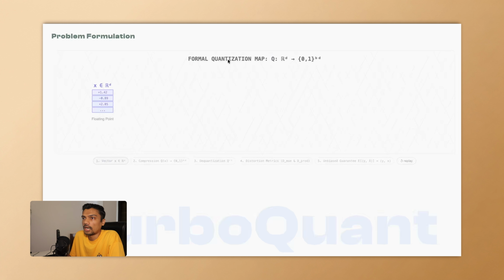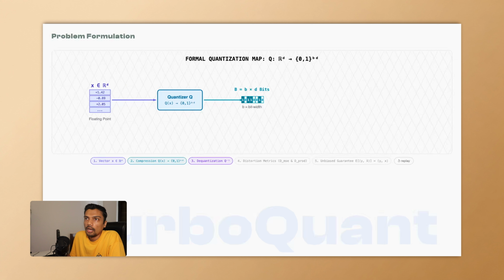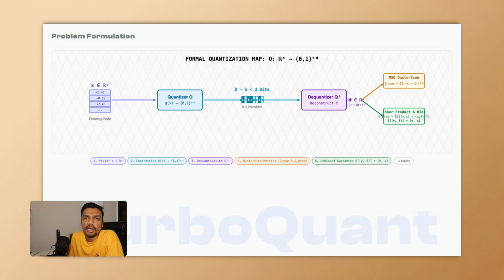So now let's first understand the problem formally, what we are trying to do here. We want a quantization map that compresses a d-dimensional floating point vector into B bits. If we set capital B equal to small b times d, then small b is the bit width, the average number of bits used per coordinate. We also need a dequantization map that approximately reconstructs the original vector from the bits.